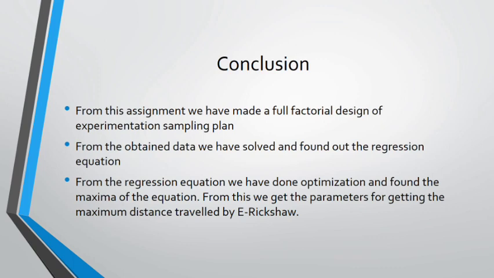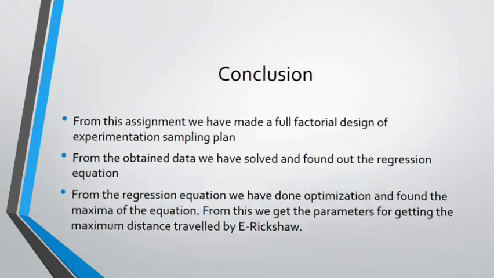Now, at last, let's see the conclusion. From this complete presentation, we have learned how to assign and carry out a successful full factorial design of experimentation sampling plan. From this, we have also learned how to create a regression equation and how to analyze the equation which we have achieved. And in this way, at last, we have created an equation from which we can get the maximum distance which can be traveled by the electric rickshaw.